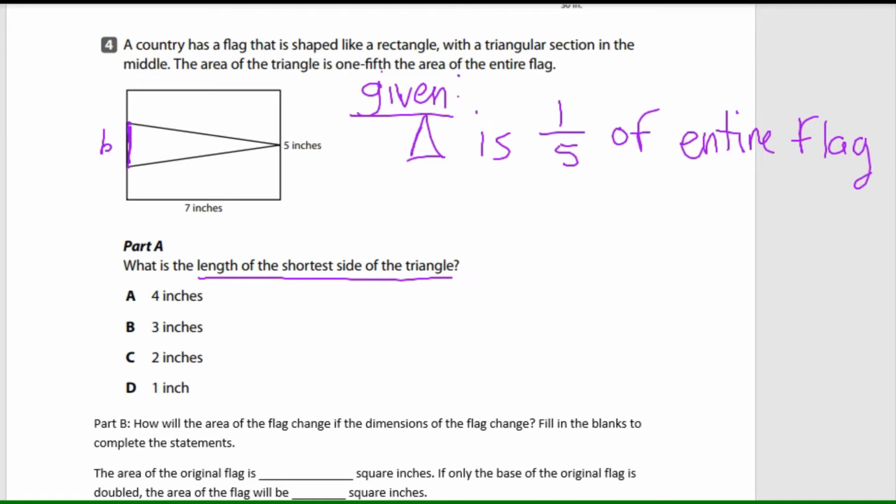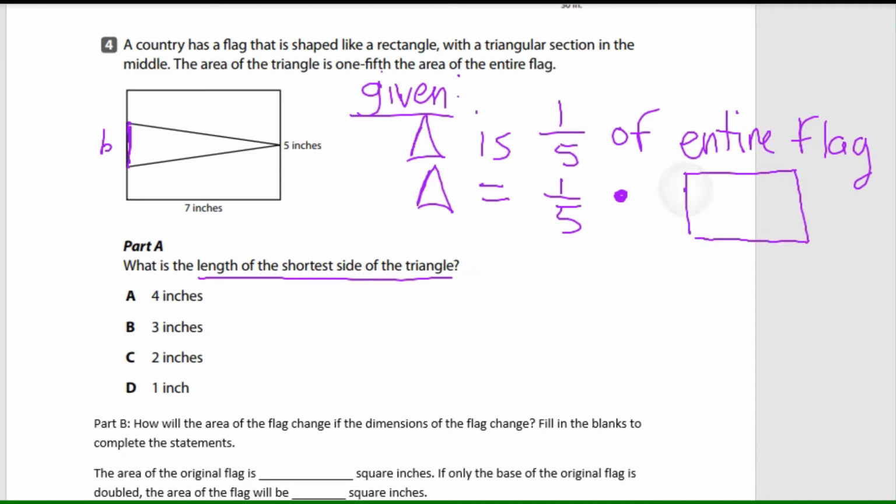So we can change that into a sentence. The area of the triangle is, A, an equal sign, and 1/5. And then we put a multiplication sign. And then the area of the entire flag, so we're just writing it out.